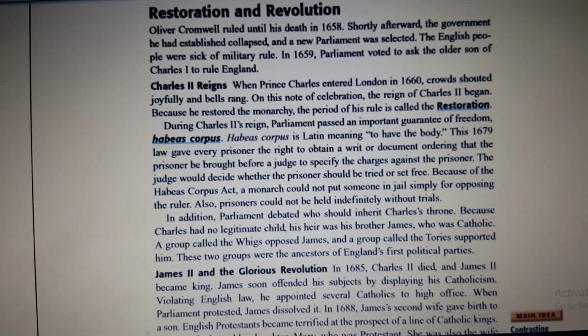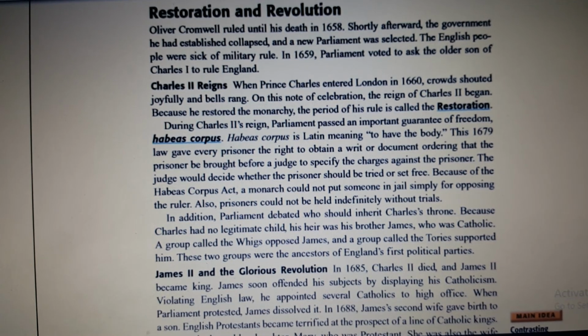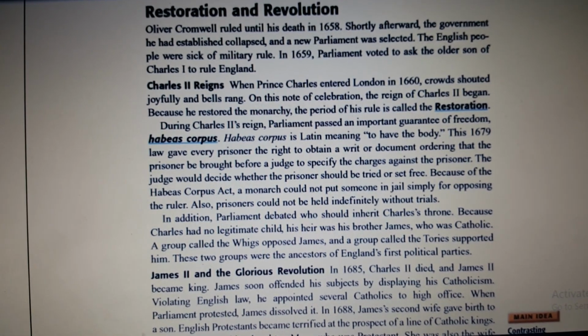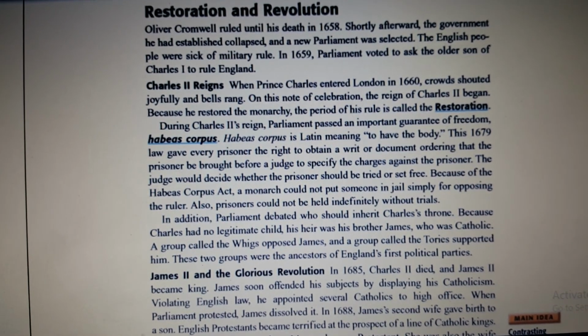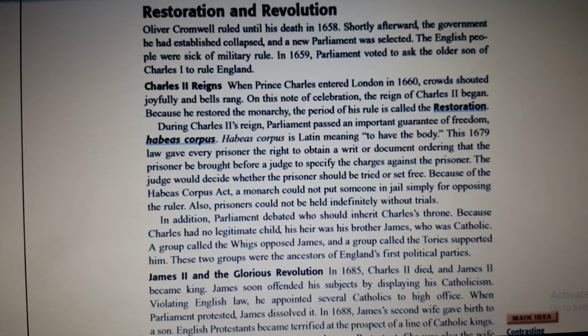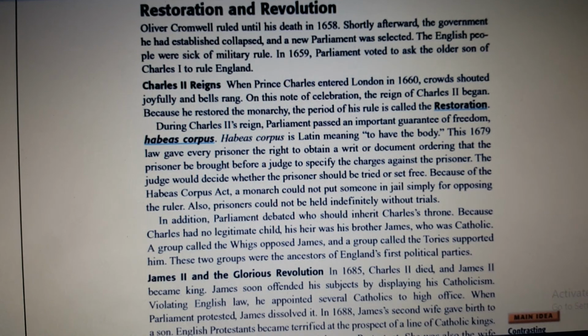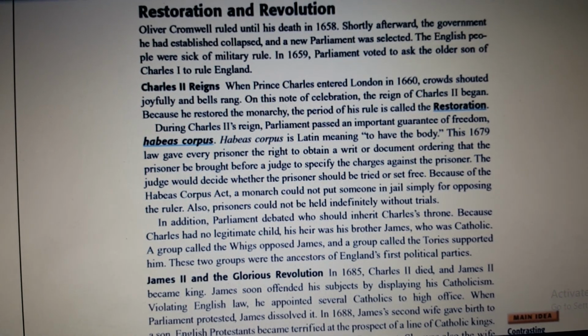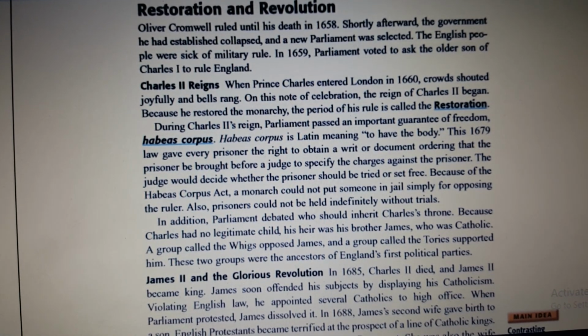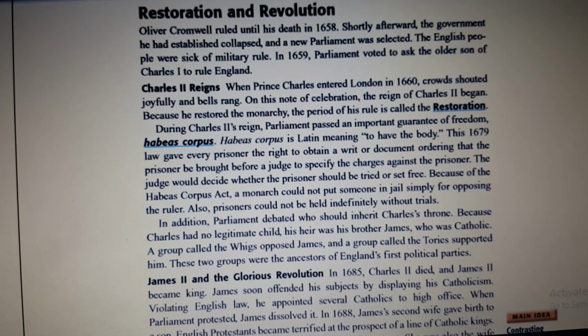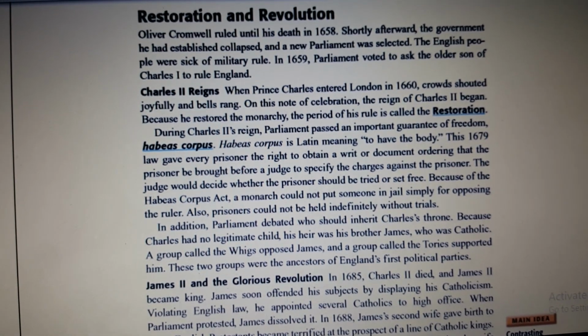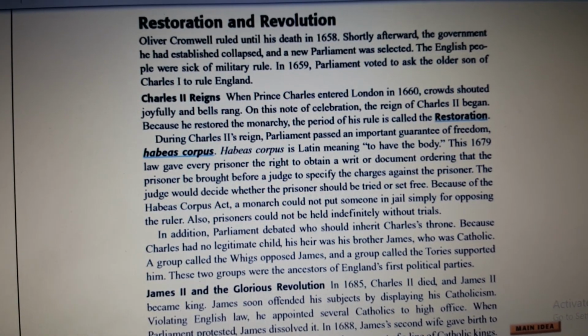Habeas corpus is Latin meaning "to have the body." This 1679 law gave every prisoner the right to obtain a writ, or document, ordering that the prisoner be brought before a judge to specify the charges against the prisoner. The judge would decide whether the prisoner should be tried or set free.